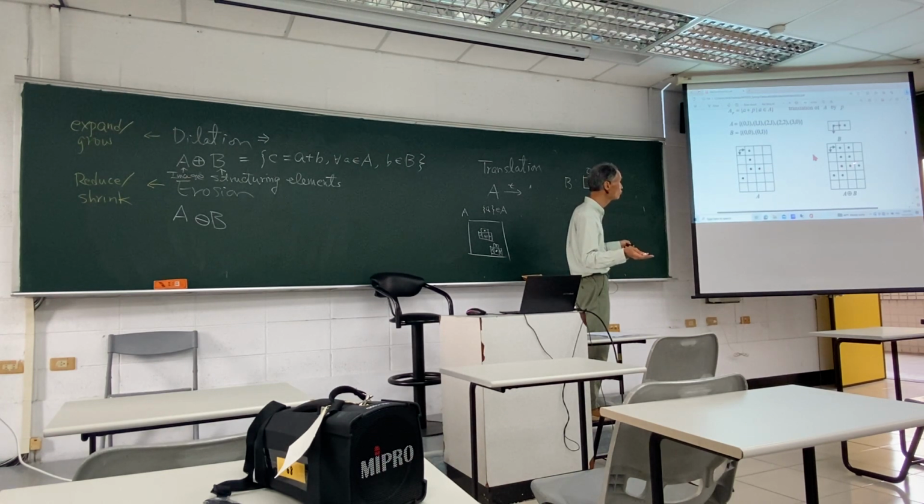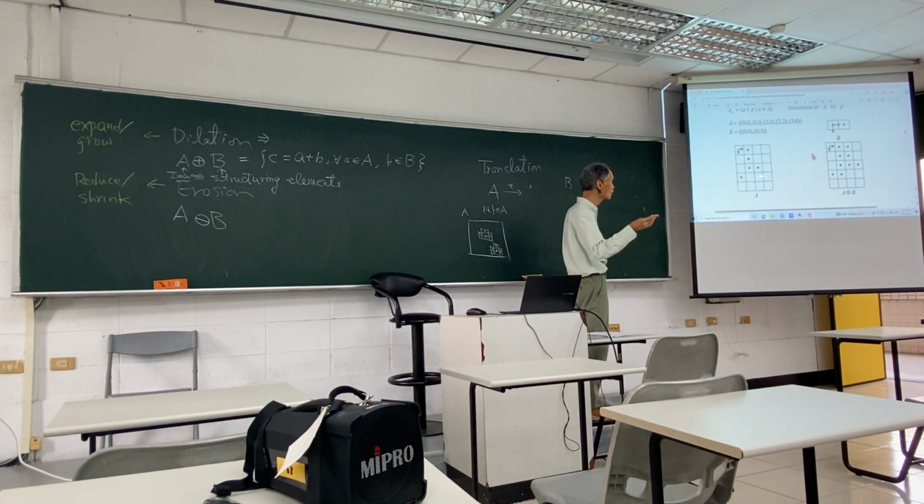That's why we have 3. You have 3 pixels right here. That's the reason. And lastly, we put this origin right here. Then you will retain the original pixel and also expand it to the right by 1 pixel. So this is the final object. It becomes here.